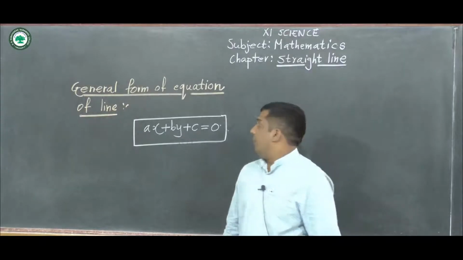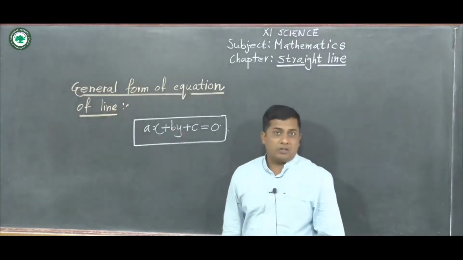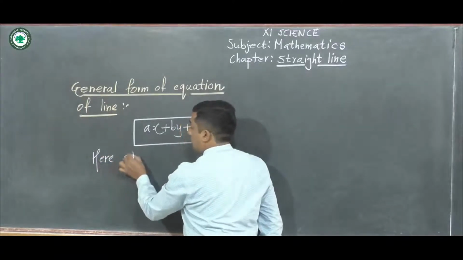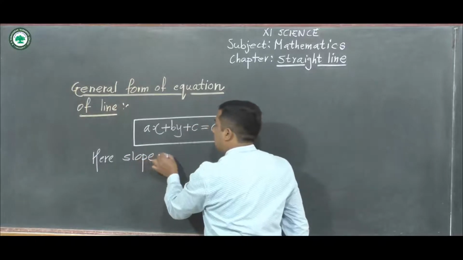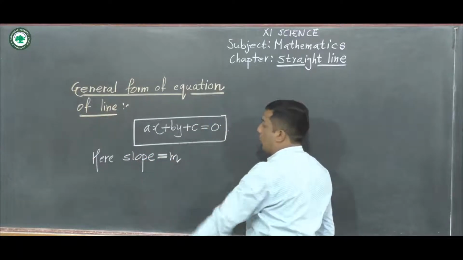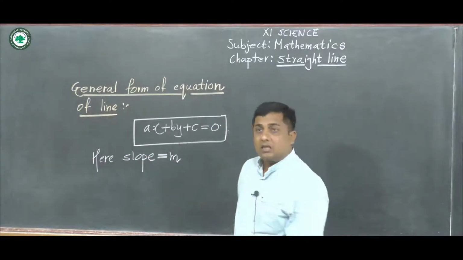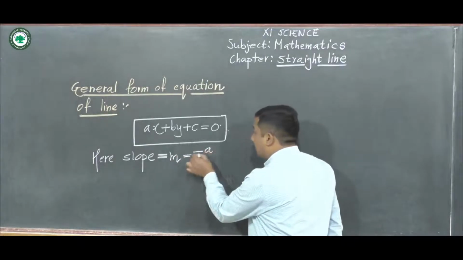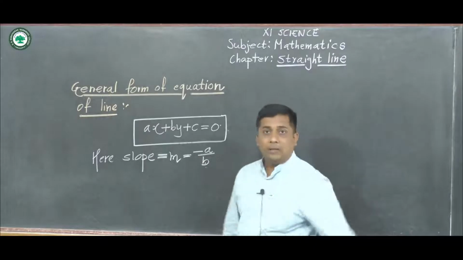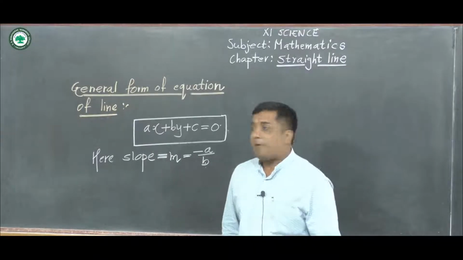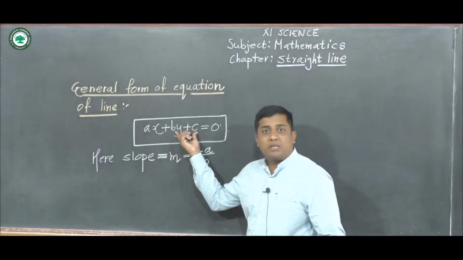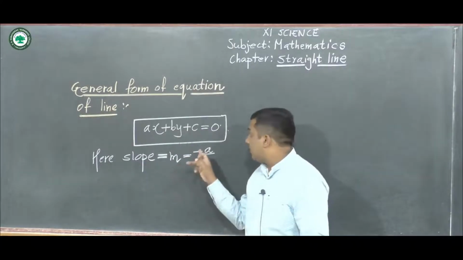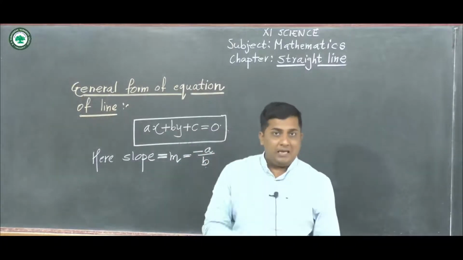Here we define the slope of the given line first. Let us consider the slope is m, and the slope is always of the form minus a upon b. Remember, if our equation is ax plus by plus c equal to 0, then the slope of the given line is minus a upon b.